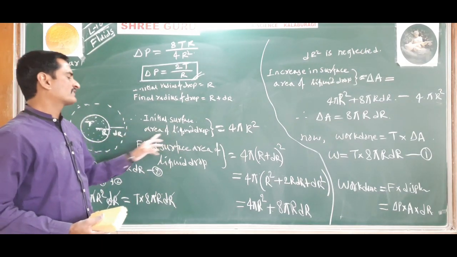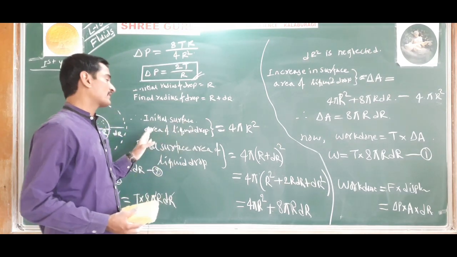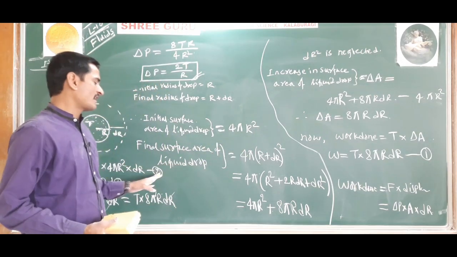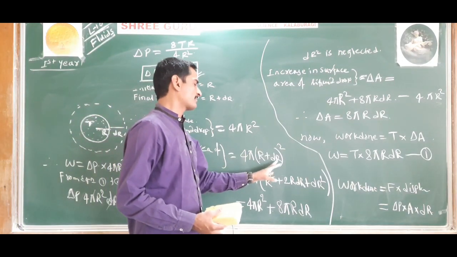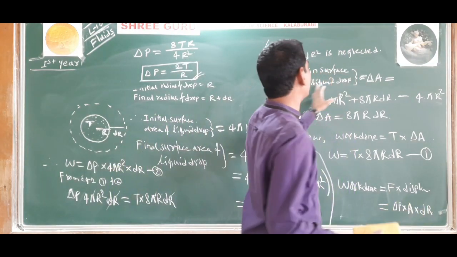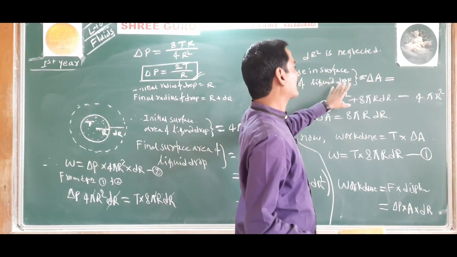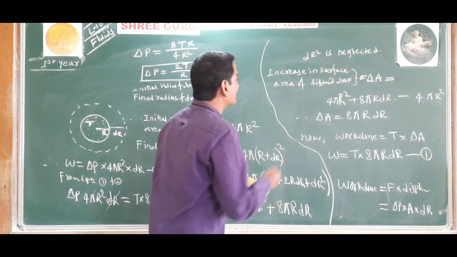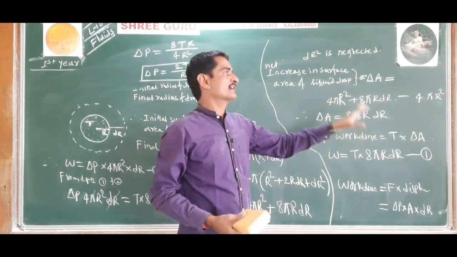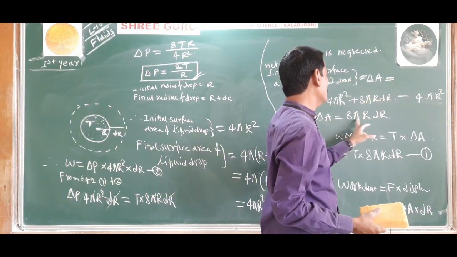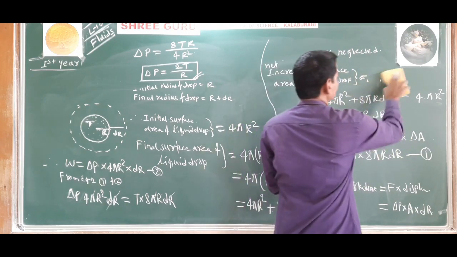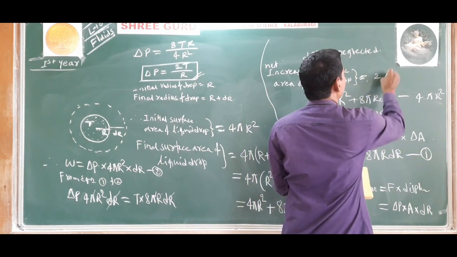Initial surface area of the soap bubble is equal to 4 pi R square, same. And final surface area of the soap bubble is equal to 4 pi (R plus dr) square. So this will come out to be same. Now the net increase in surface area of the soap bubble is equal to delta A; instead of this you have to write it as 2 into delta A.